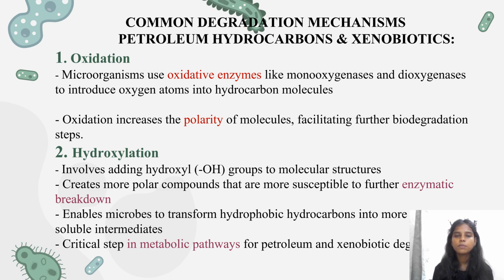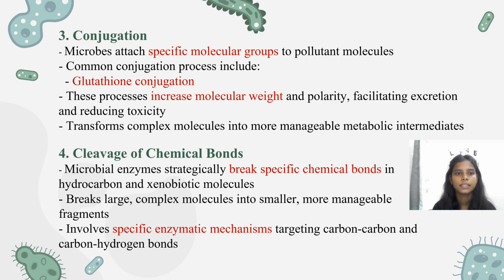And this also enables the transformation of hydrophobic hydrocarbons into hydrophilic forms, which is a very crucial step in the metabolic pathways for both petroleum and xenobiotic degradation. And the next process is conjugation, where the microorganisms attach specific molecular groups to the pollutant molecules. Some common conjugation processes include glutathione conjugation. Basically, this process increases molecular weight and polarity, facilitating excretion and reducing toxicity. By this, complex molecules are transformed into more manageable metabolite intermediates.